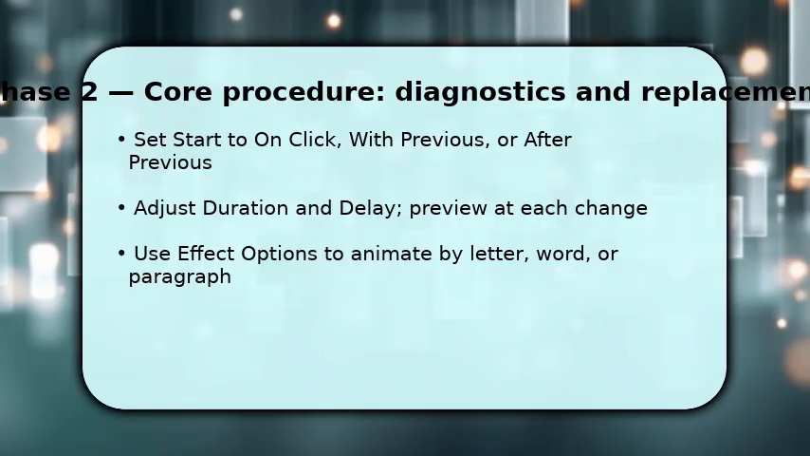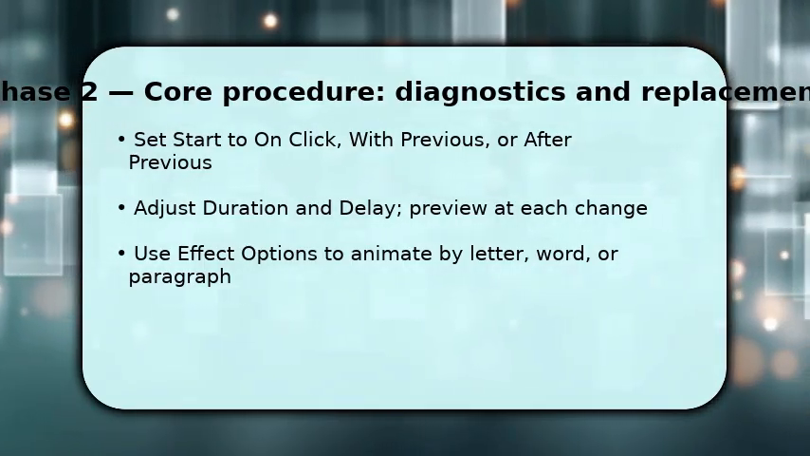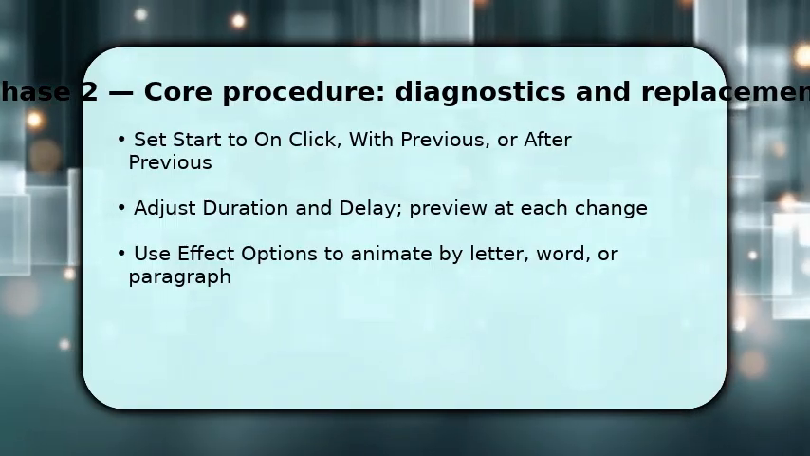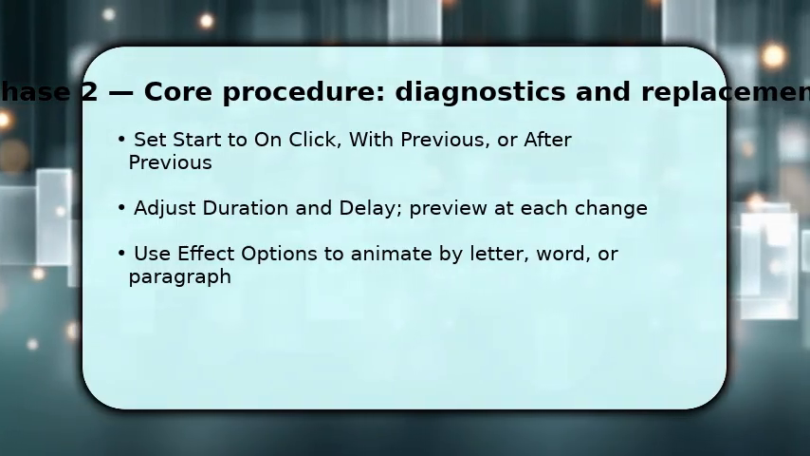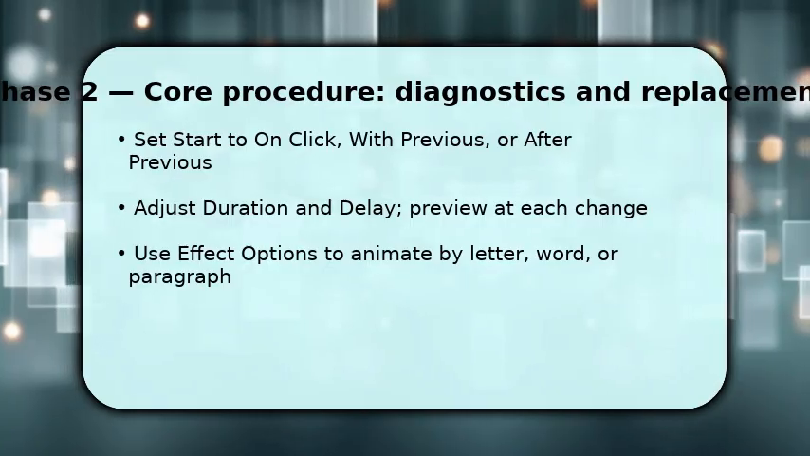Then open Effect Options and pick by letter, by word, or by paragraph depending on rhythm. Make sure to use the animation pane to reorder items. It shows timing precisely, so you can synchronize text with other elements.